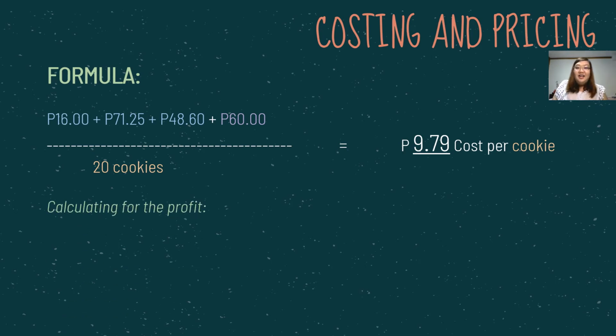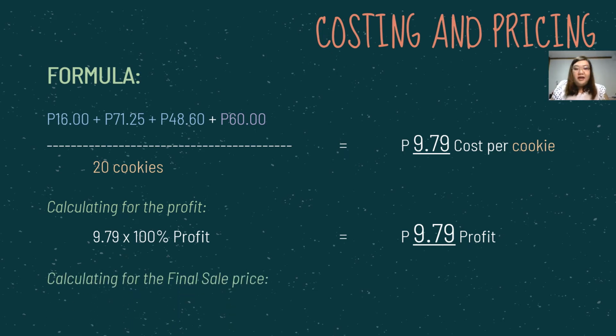And now let us calculate for the profit. It's 9.79 pesos times 100% profit. And when we're multiplying percent, you change it into decimal. Remember your math lessons. 9.79 pesos times 100% profit will give you 9.79 pesos as well. And to calculate for the final sale price, you just add these two together. So 9.79 plus 9.79 will give you 19.56.